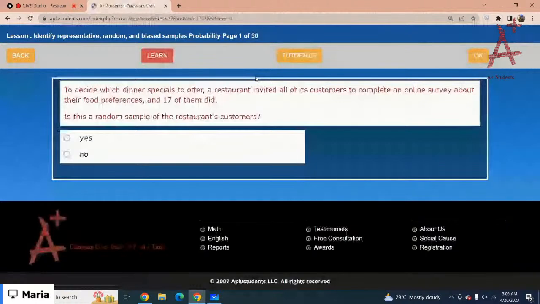Okay, to decide which dinner specials to offer, a restaurant invited all of its customers to complete an online survey about their food preferences, and 17 of them did. Is it a random sample of the restaurant's customers? Yes, it could be any customer. So yes, it is a random sample. Got it?